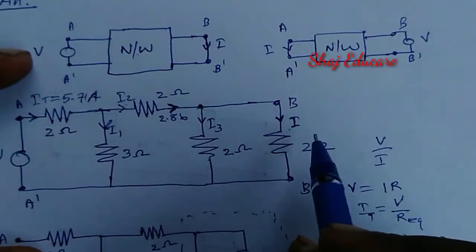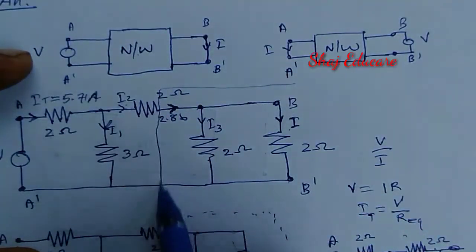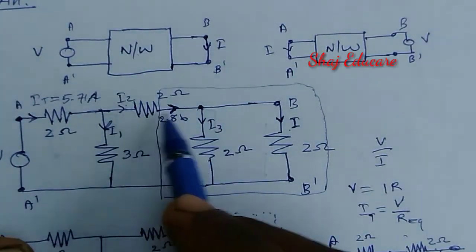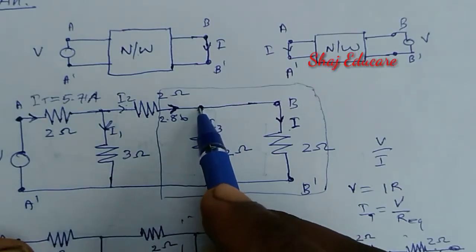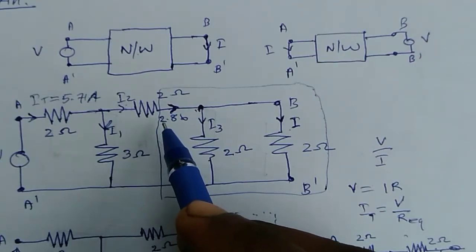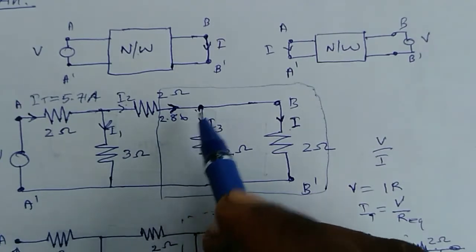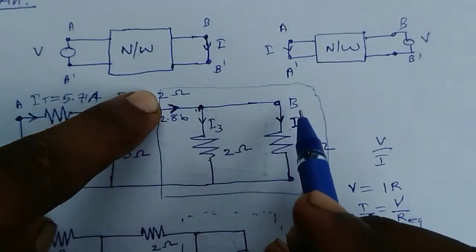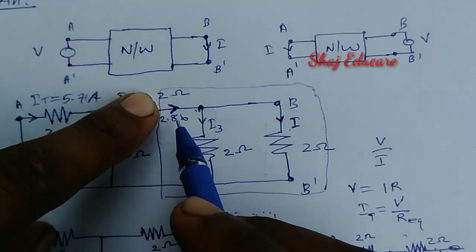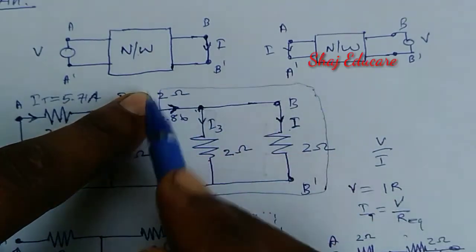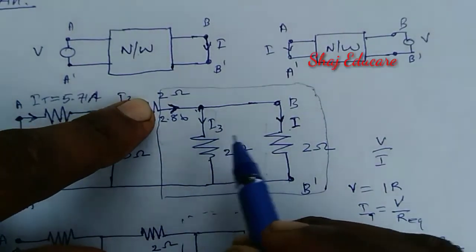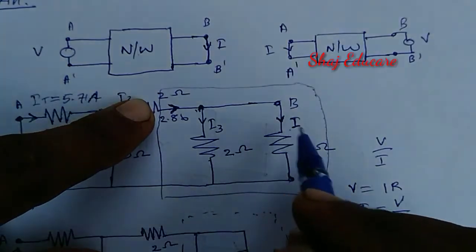To evaluate the current I, I am going to consider this circuit only, because the resultant current that reaches the node here, we obtained its magnitude is equal to 2.86. So we have to find the branch current I from this current 2.86 only. So let us redraw this circuit to find I, and thereby we can apply the current division rule again.